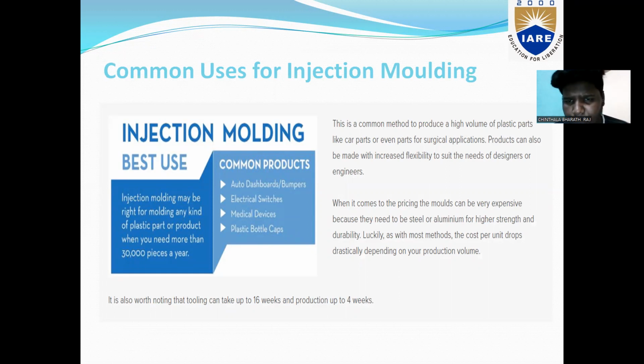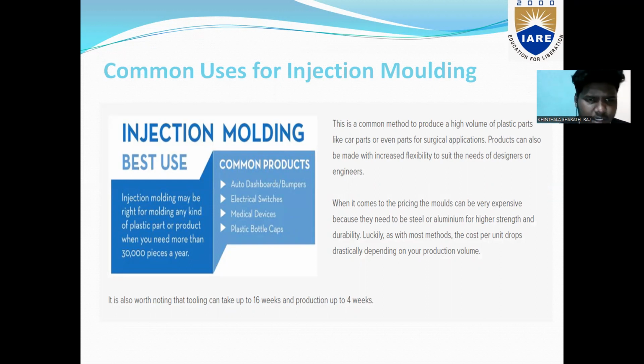When it comes to pricing, the molds can be very expensive because they need to be steel or aluminum for highest strength and durability. Luckily, as with most methods, the cost per unit drops drastically depending on your production volume. It is also worth noting that tooling can take up to 16 weeks and production up to 4 weeks.